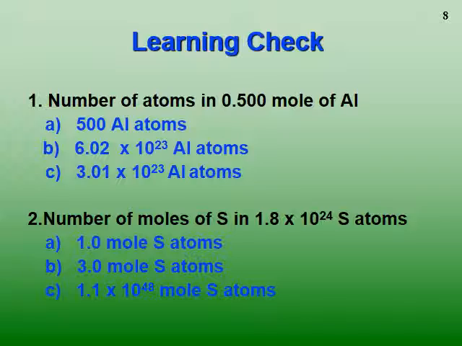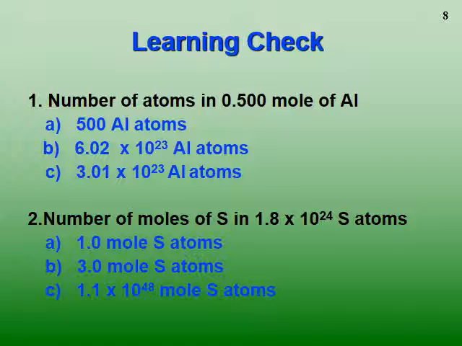There are 2 questions to answer. 1, the number of atoms in 0.5 mole of aluminium, and 2, the number of moles of sulfur in 1.8 times 10 to the 24 sulfur atoms. Pause the video now, try and work out the answers, and then we're going to come back and look at the answers and see if you're on the right track.